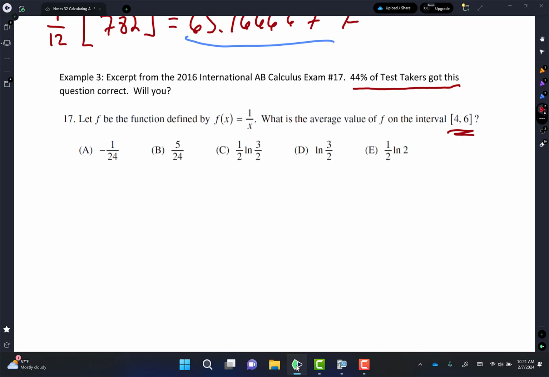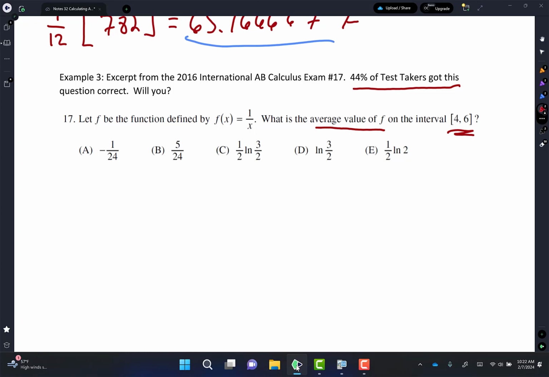All right, I'm gonna get started, guys. You should be close to finishing. Let's see how tough this question was. Here we go. Let f be the function defined by 1 over x. What is the average value of f? So they want me to do the topic that we just learned right now on the interval 4 to 6.